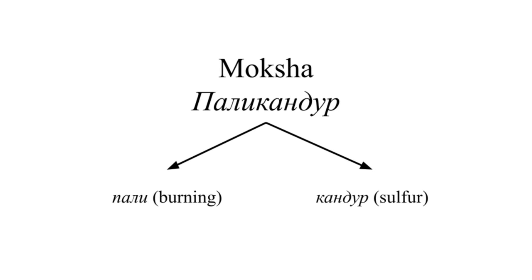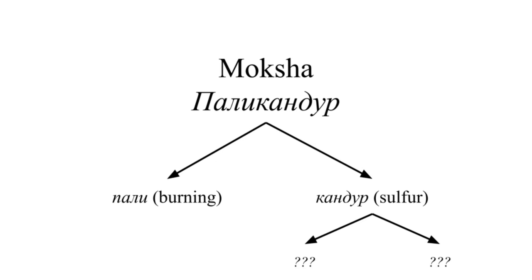Maori strikes back with element that is made out of poo and stars, and Moksha makes a triumphant return with palikandur. So far, I understand this. It means burning sulfur. But we'll see how much sense sulfur makes. It makes no sense! I don't know where kandur came from!